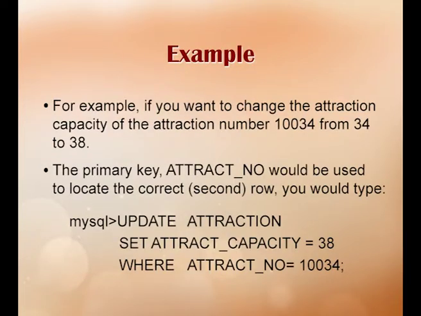If you want to change the attraction capacity of the attraction number so and so from 34 to 38, I want to change the capacity of that attraction. So the primary key is attraction number. So I have to give an SQL command: update space attraction set attract capacity is equal to 38, where I am using one condition, wherever the attraction number is 10034, that I am setting it to 38. So in this way I can use the update command.